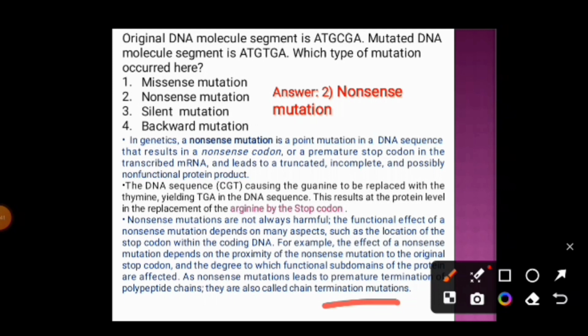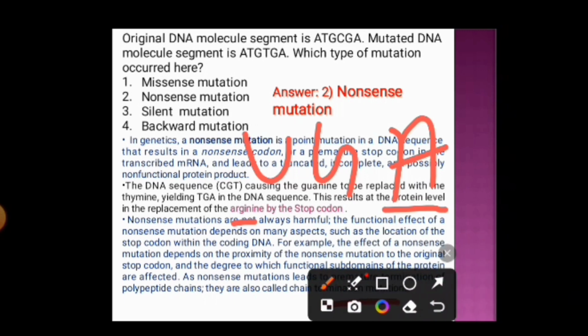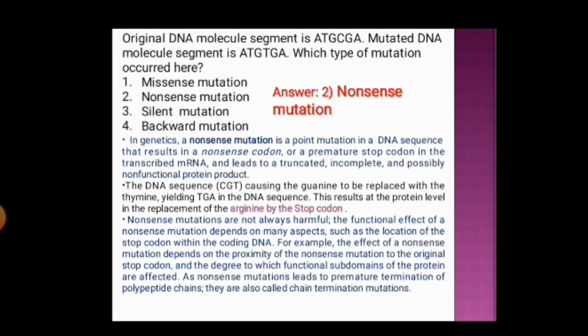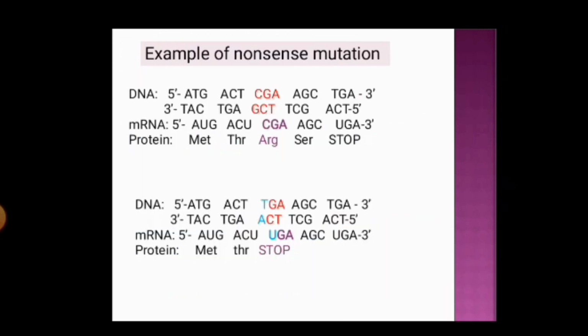Here, in CGT the guanine is replaced, giving TGA in the DNA sequence, which results at the protein level in the replacement of arginine by a stop codon. So CGT produces arginine, whereas when it is replaced with TGA, the mRNA sequence will generate UGA, and this UGA is a stop codon. So it is replaced by a stop codon, and this is a nonsense mutation. That's why it is a nonsense mutation.